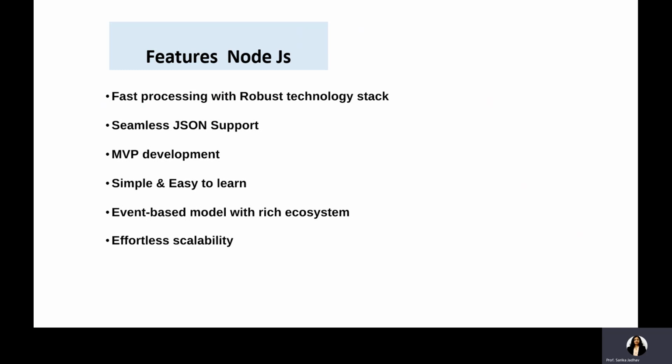It also provides MVP development. It is simple and easy to use. Then it is an event-based model with a rich ecosystem. It provides scalability without taking any effort. We can develop applications in Node.js because it provides more than 90,000 modules, as I said rightly. So with the use of those modules, we can develop the application using simpler code.